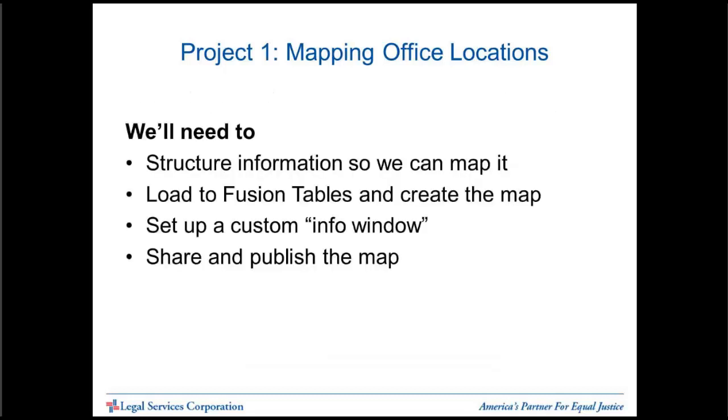So overall, these are the steps we're going to take. We're going to first start out in Excel, and we're going to structure the information so that it is ready to map. Then we'll load the data to Fusion Tables and create the map. We will set up our custom info window, and then we will share and publish the map online.